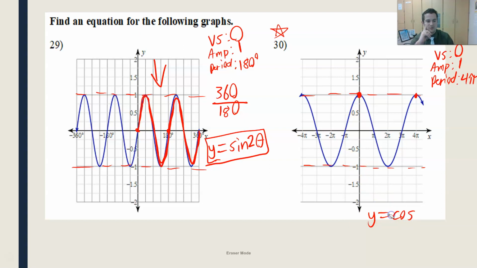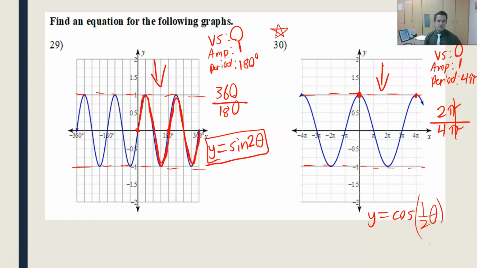There's no amplitude change, and there's no vertical shift. All I'm going to have is a change in period, so I need to determine what's being multiplied by theta here. In order to determine this b value, I'm going to take the parent function's period, which is 2 pi, the regular period for a cosine function, and divide by this graph's period, which is 4 pi. Well, 2 pi divided by 4 pi, those cancel out. 2 divided by 4 reduces to 1/2. 1/2 theta. So my equation is y equals cosine of 1/2 theta.